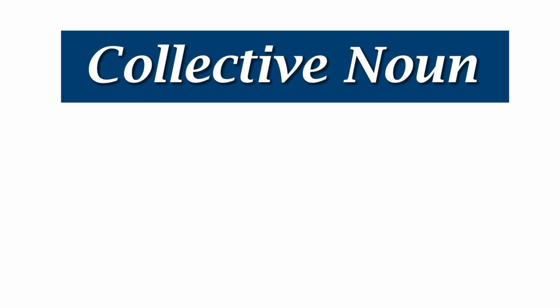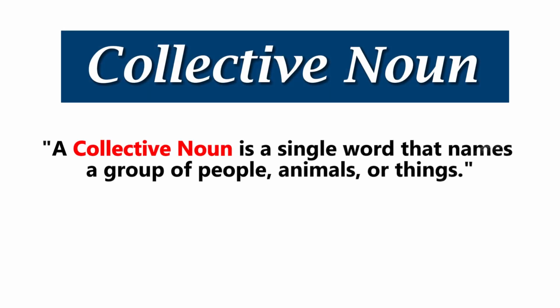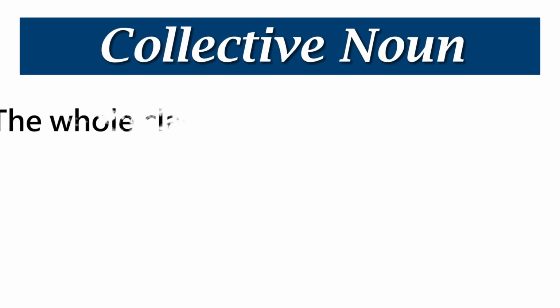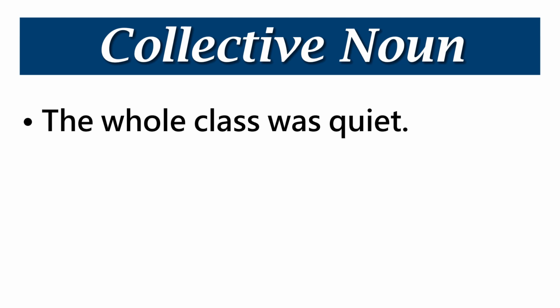Collective noun. A collective noun is a single word that names a group of people, animals, or things. For example, team, family, flock, and class. The whole class was quiet. In this sentence, the collective noun is class because it names a group of students as one unit.